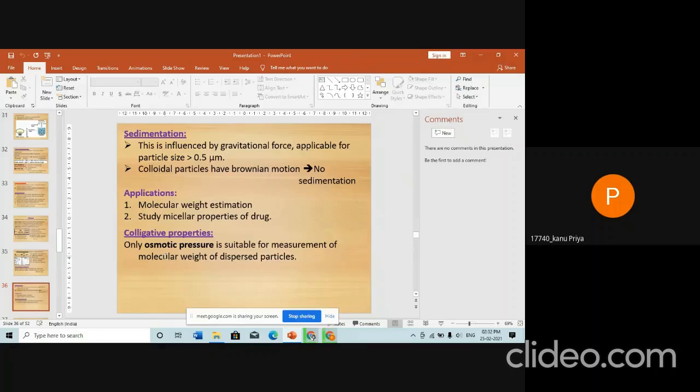Colligative properties. Colligative properties depend only upon the concentration of solute, ions or molecules. There are four colligative properties: boiling point, freezing point, vapor pressure, and osmotic pressure. Of these, only osmotic pressure is used for the measurement of molecular weight of dispersed particles.